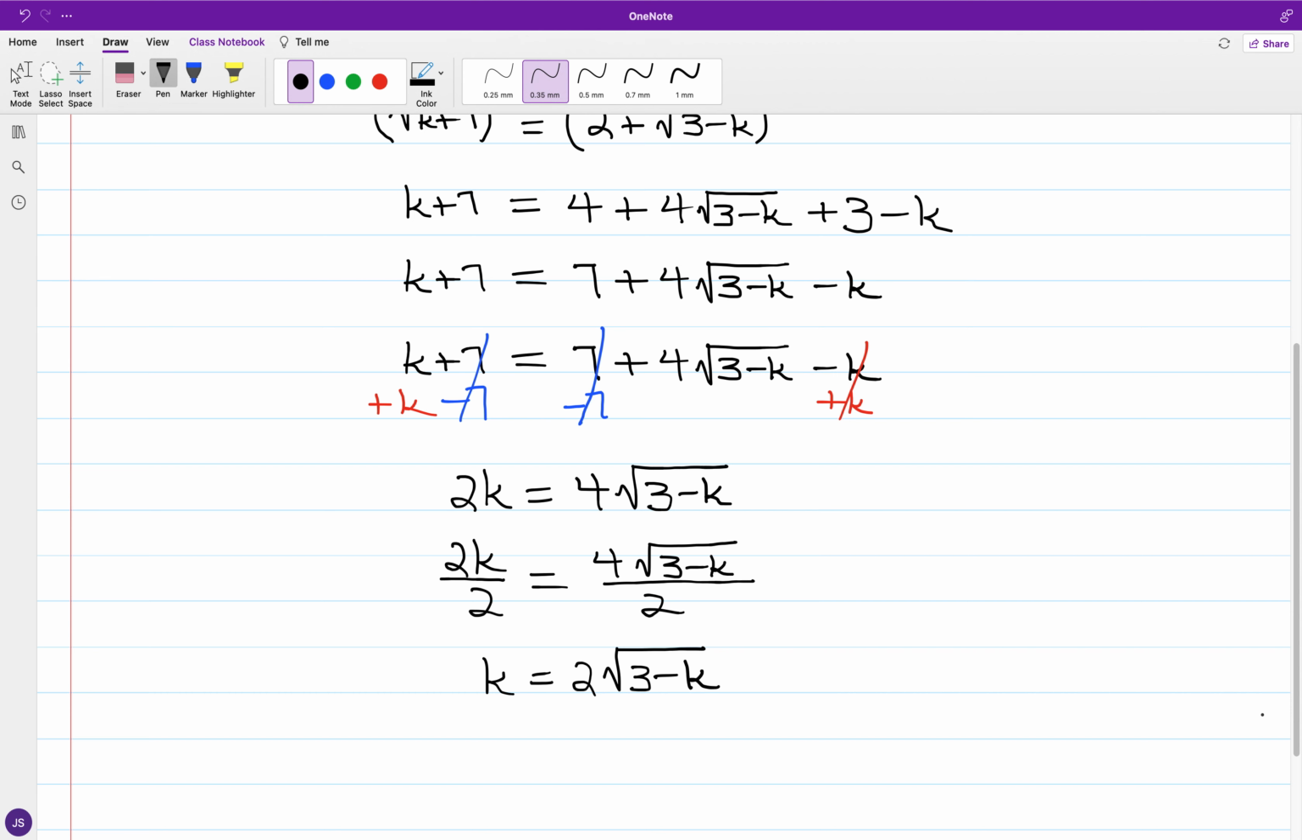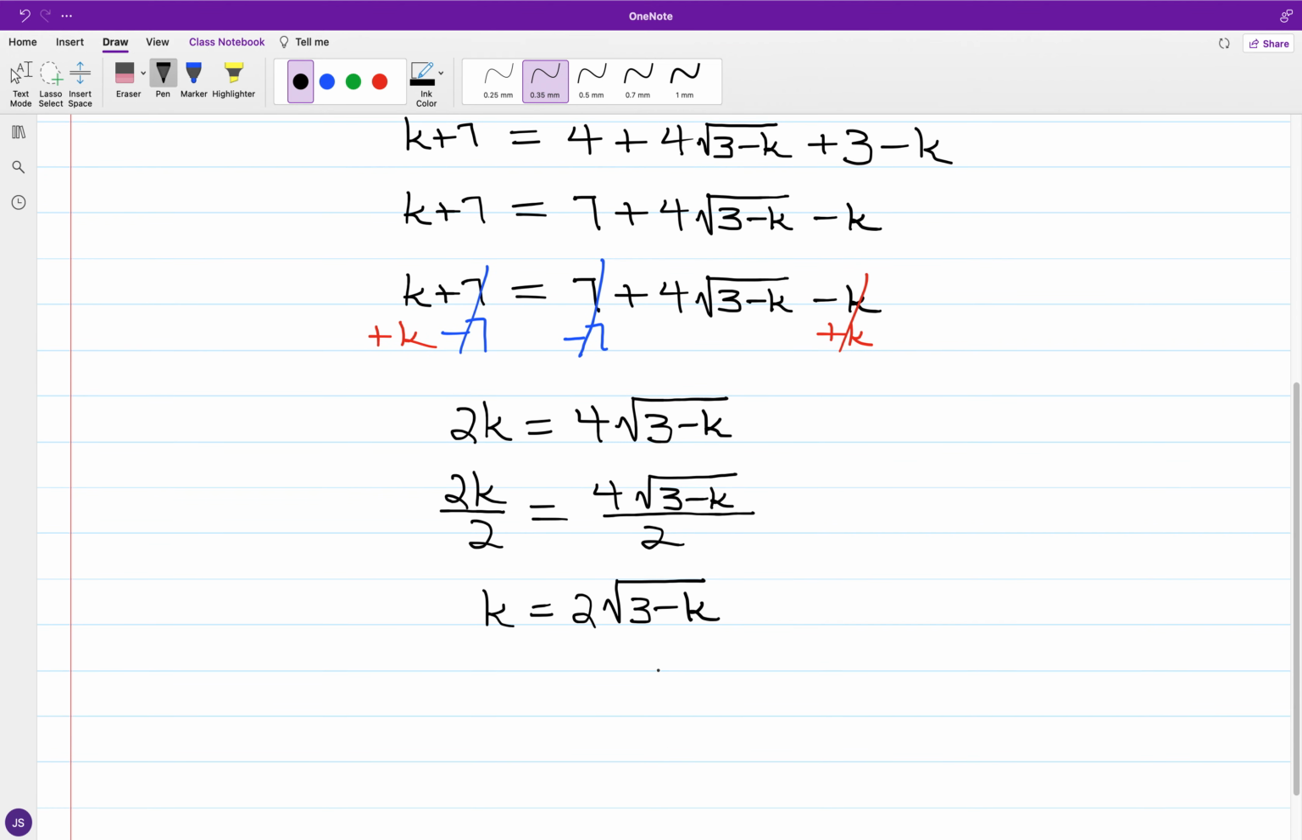With the radical in the form of the square root of 3 minus k present, we can now square what we have here.